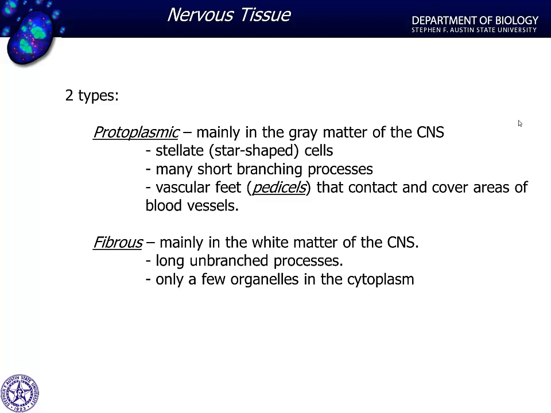So really with the protoplasmic, this star-shaped appearance, these are the ones that are going to make contact with blood vessels, especially capillaries, and they're going to have these pedicels, these vascular feet that are going to contact and wrap around the capillaries, and they're also going to contact neurons. So that material that needs to be passed between the neuron and the circulatory system must pass and be screened by an astrocyte before it gets into the neuron. That is one of the ways we create the blood-brain barrier.